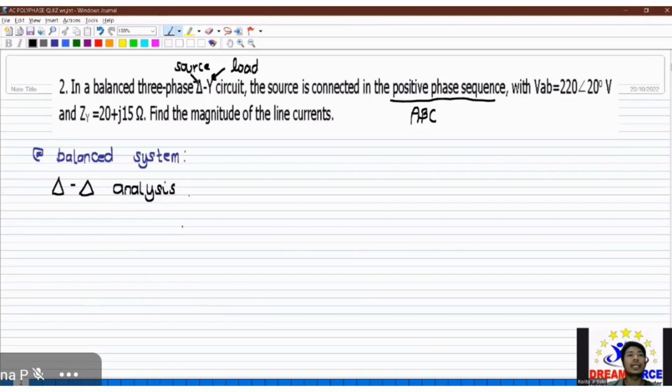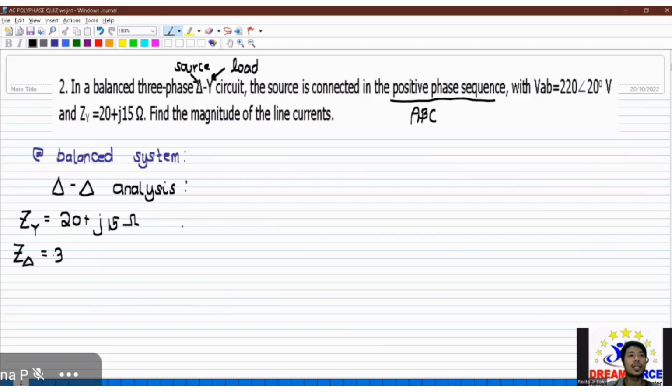Okay, so let's say mag-delta to delta analysis po tayo. So ibig sabihin, yung source ko delta, which is okay na, and then dapat yung load ko delta din. Okay, so as you can see in our given, ang binigay po ay ZY. So we have your ZY is equivalent to 20 plus j15 ohms. Binanggit naman po dyan, engineers, na balance. Therefore, first thing to do is to transform our Y into delta. So we have your transformation.